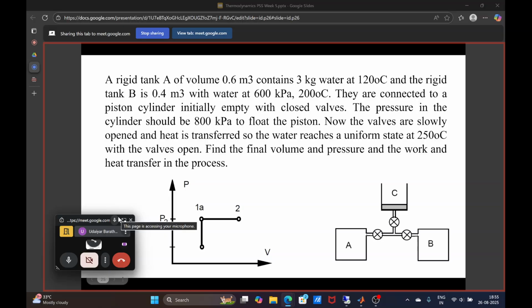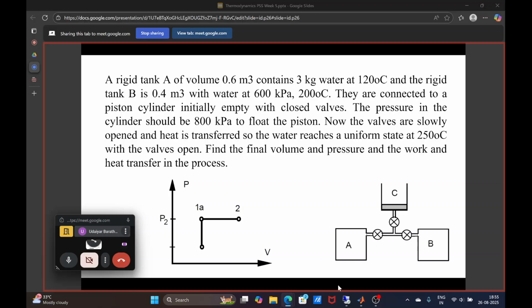So next question, we have a rigid tank A of volume 0.6 meter cube containing 3 kg of water at 120 degrees Celsius, and rigid tank B of 0.4 meter cube with water at 600 kilopascal and 200 degrees Celsius. They are connected to a piston cylinder which is initially empty with closed valves. So this is the arrangement which is given.